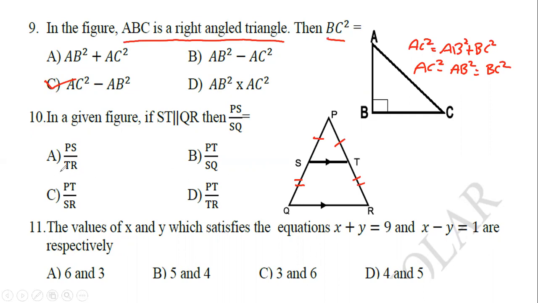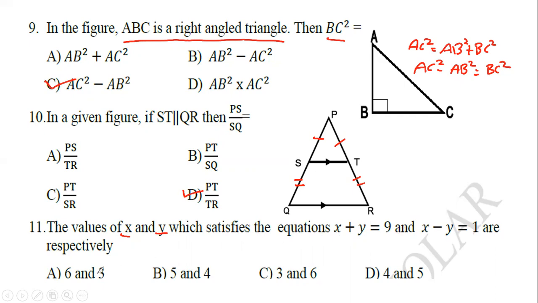Next, in the given figure, PS by SQ is equals to PT divided by TR. So where is the option PT divided by TR? Yes, option D is correct. PT divided by TR. Next, the values of X and Y which satisfy the equation X plus Y is equals to 9, X minus Y is equals to 1 are respectively.